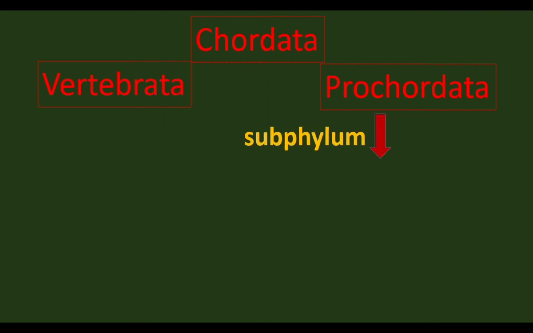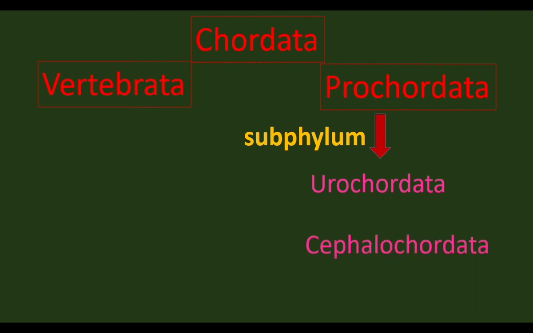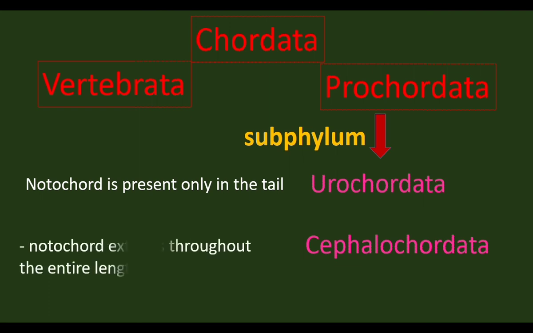Prochordata is divided into two subphyla. They are Urochordata and Cephalochordata. Uro means tail. In Urochordata, the notochord is found in the tail region of young ones. Adult individuals have no notochord. Cephalo refers to the head. In Cephalochordata, the notochord extends up to the head. Throughout the length of the animal, notochord is present. Since the notochord extends up to the head, the name is Cephalochordata.